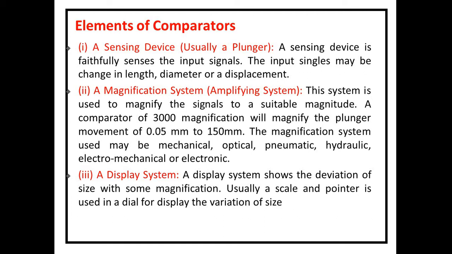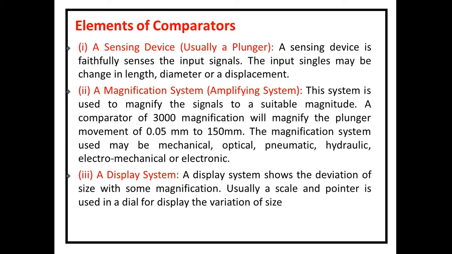This magnification system used may be mechanical, optical, pneumatic, hydraulic, electromechanical or electronic. So depending upon which type of magnification system is used, the comparators are classified as mechanical, optical, pneumatic, electrical comparators. So the magnification system in each comparator is different.